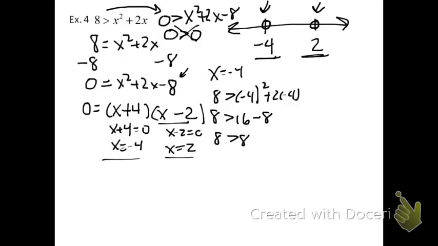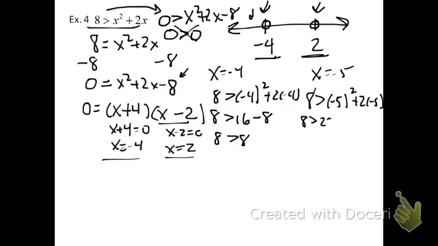So open circles there. Now we do the same game. We're going to test something less than negative 4. Let's try x equals negative 5. Now I'm going to plug this into my original. So I'm going to do 8 less than negative 5 squared plus 2 times negative 5. And I get 8 is greater than 25 minus 10. And that's 8 is greater than, what, 15? That doesn't look good. That's not true. So I do not want to shade there.